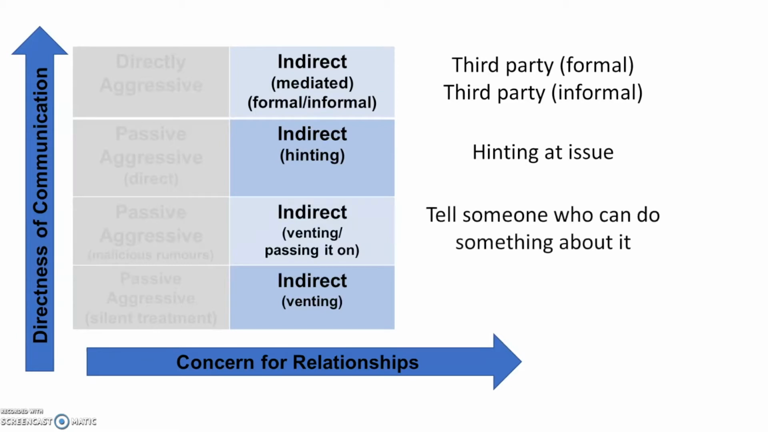Venting is also a form of indirect communication. In this case, you are not communicating with the other party directly at all, but are telling someone else. In some cases, you might tell someone that can actually do something about the situation. Say, for example, you have a conflict with a coworker, and so you go to your supervisor and ask them to address the issue. Or you can be even more indirect with your venting. Maybe you just need to talk about the issue to kind of get it off your mind or off your chest. So let's say rather than talking to your supervisor, you vent to another colleague.